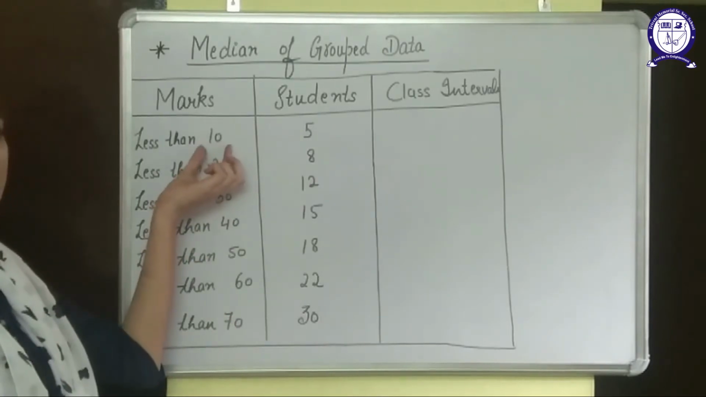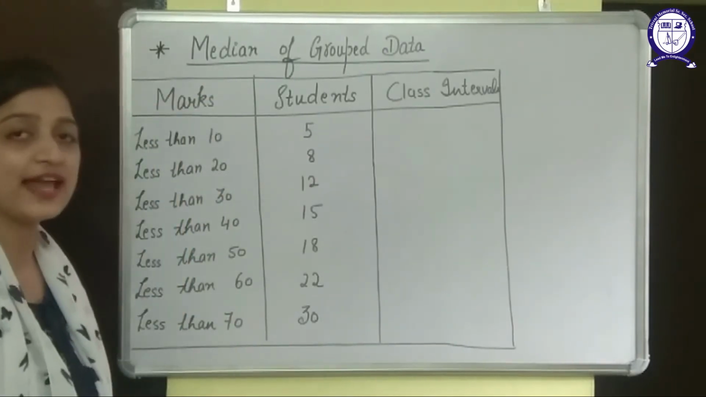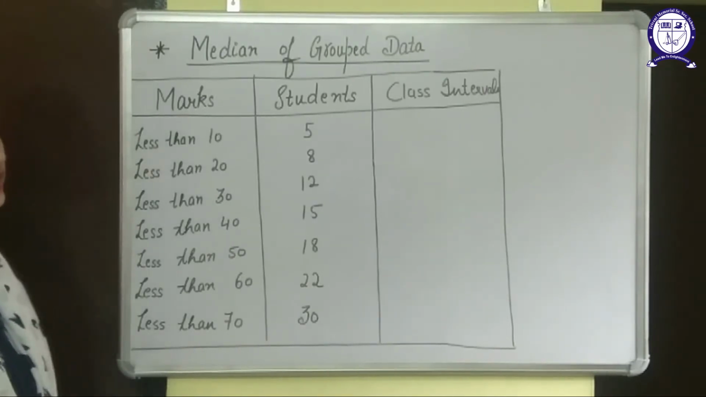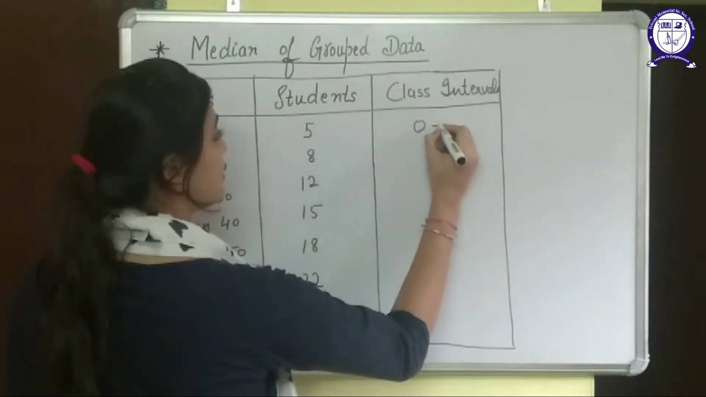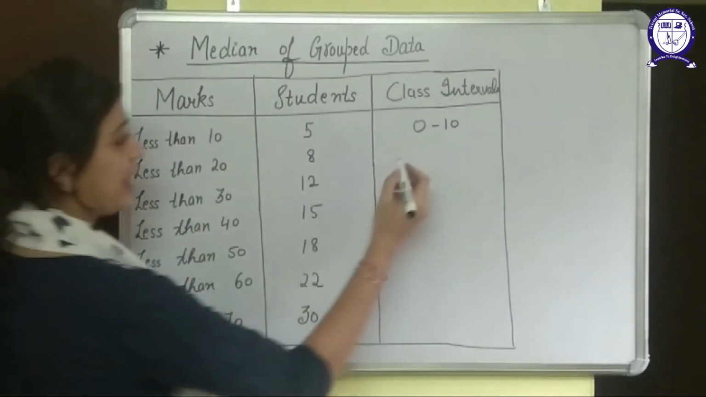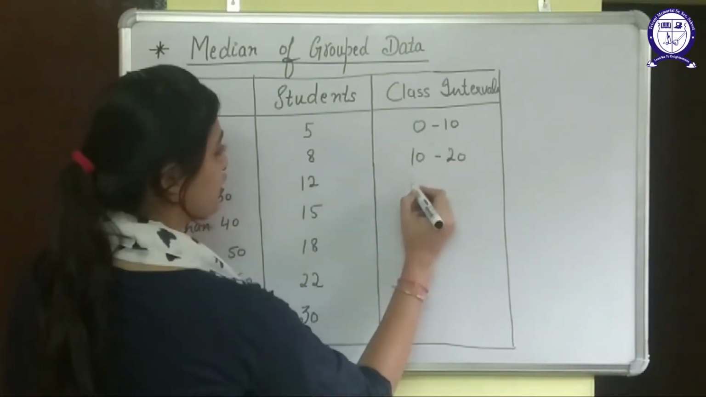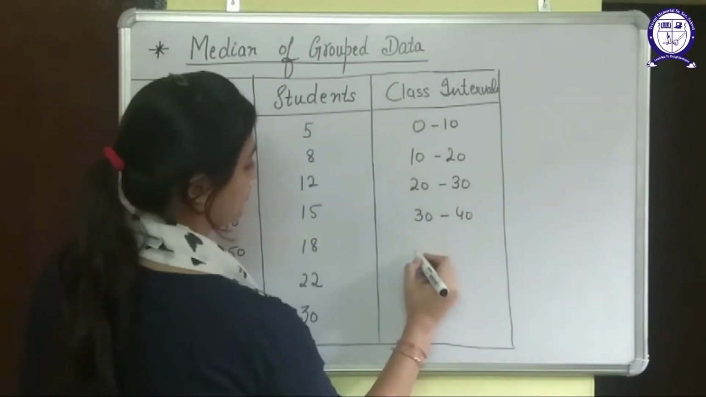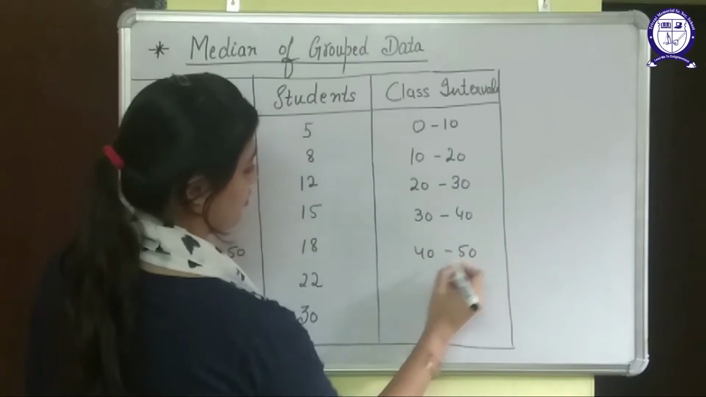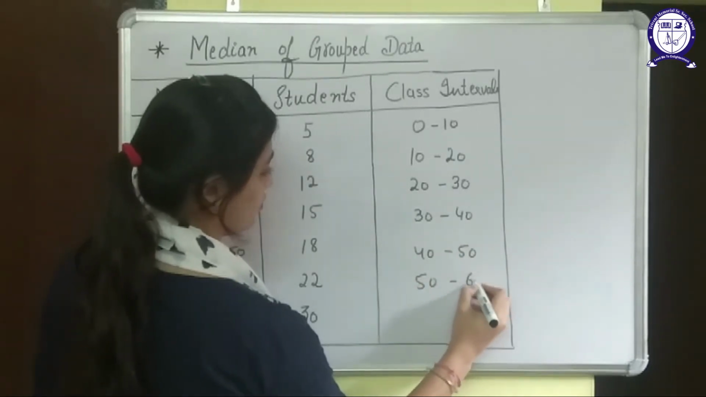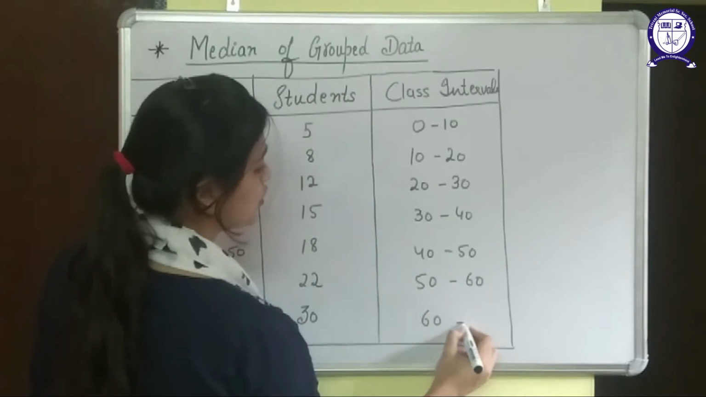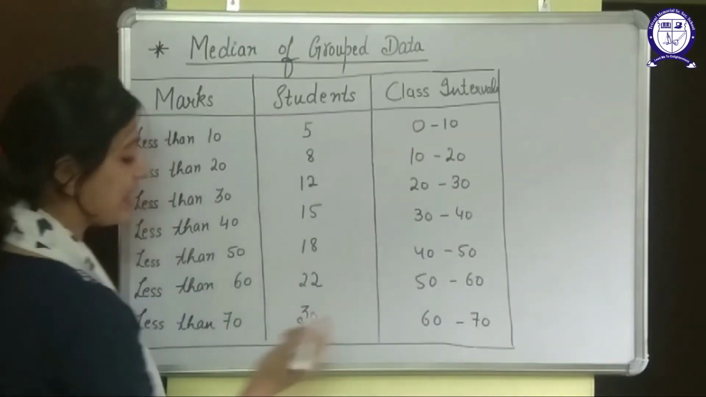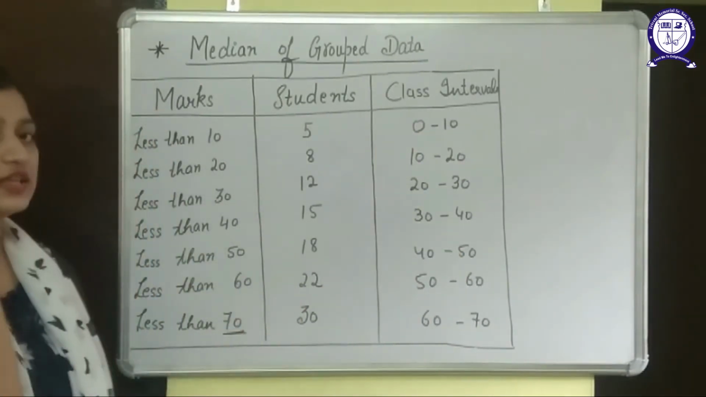So, before 10, I will take a number which has the exact same difference. That is, the class interval will be 0 to 10. So for the first one it will be 0 to 10, then 10 to 20, 20 to 30, and so on up to 60 to 70. So my class interval will start from 0 and end at this last point for this table.